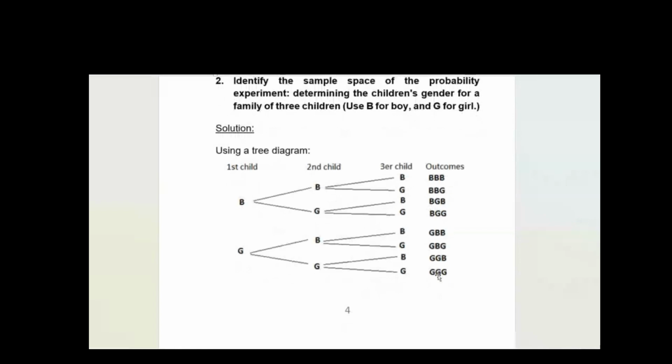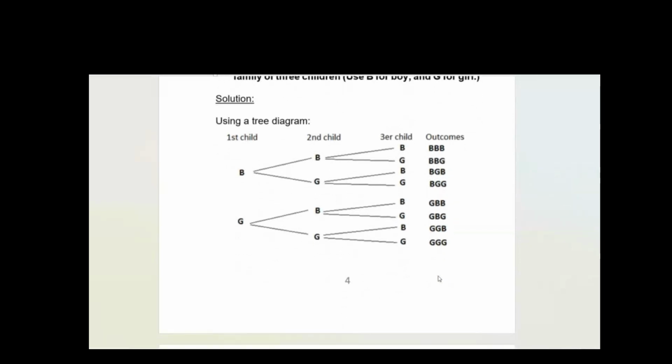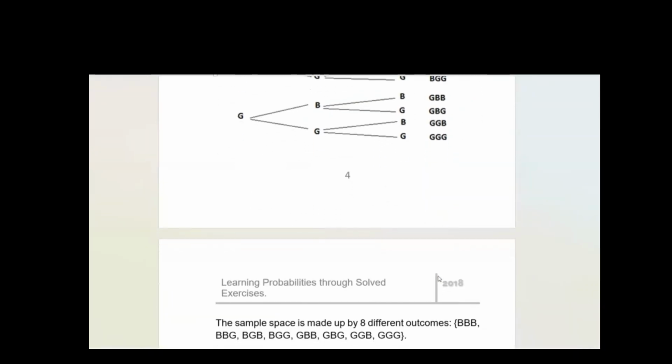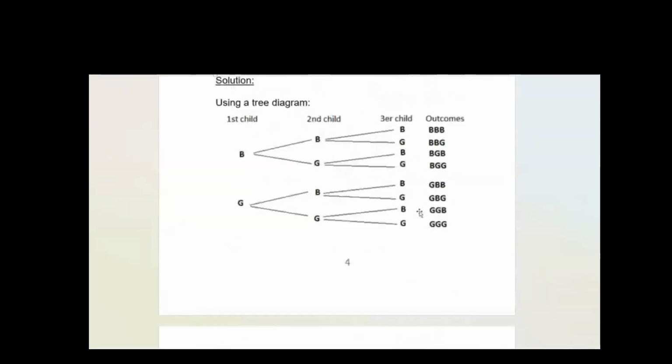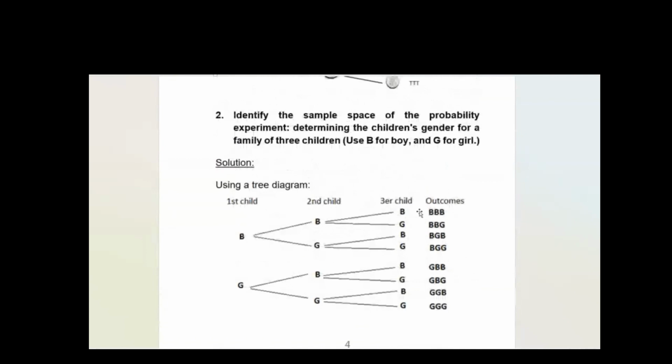The tree diagram is a tool that is really very helpful. So now you can say that your sample space is just this. Your sample space is made up of 8 different outcomes, and here you have the 8 outcomes that we got from the tree diagram.